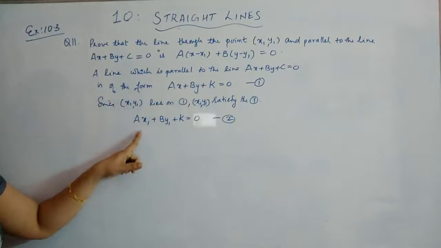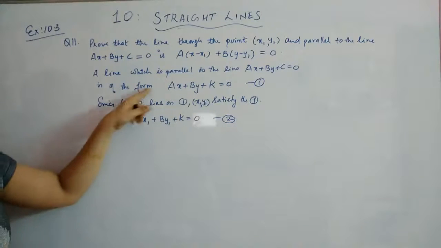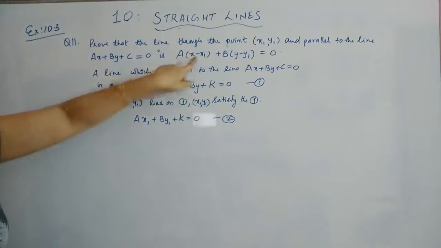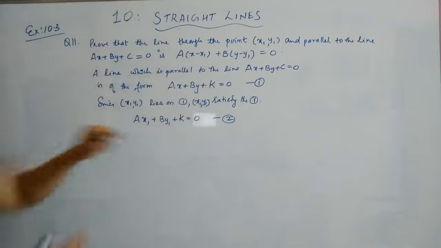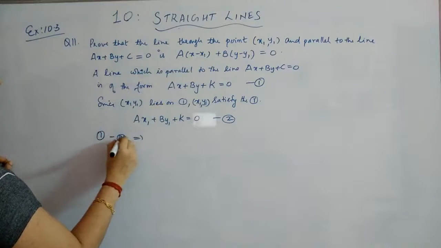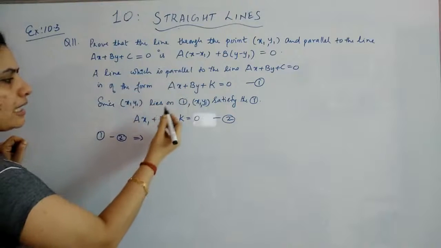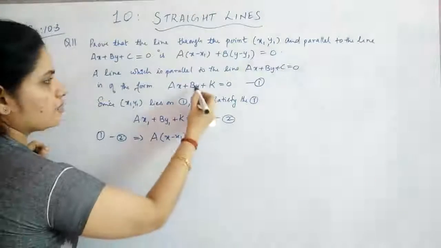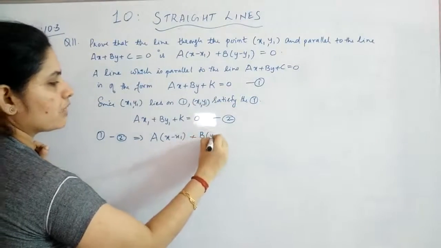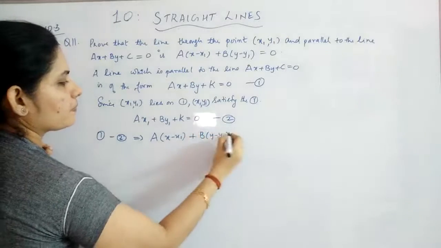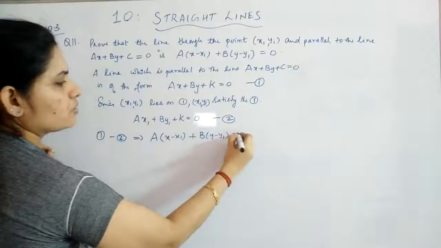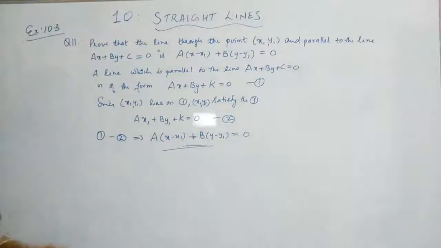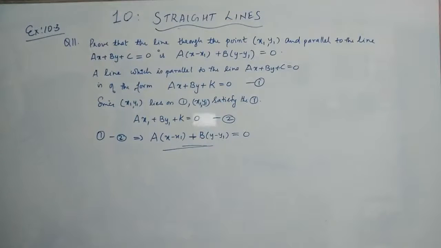Now you have got these two equations, both are equations of the same line. What we are doing is we are just subtracting in order to get this result, in order to eliminate k, because k was taken by us and it is not in the prove that section. So subtracting the two equations, 1 minus 2 will give you, a is in common, ax minus ax1, so a into x minus x1, plus by minus by1 will give you b into y minus y1. Again k minus k will give you 0. So right hand side is already 0, so you will get a into x minus x1 plus b into y minus y1 is equal to 0.